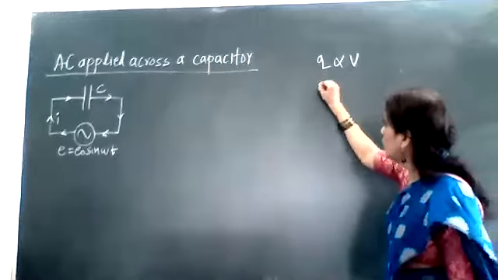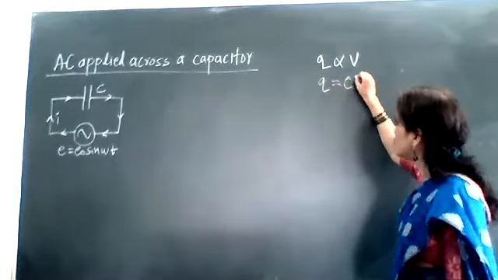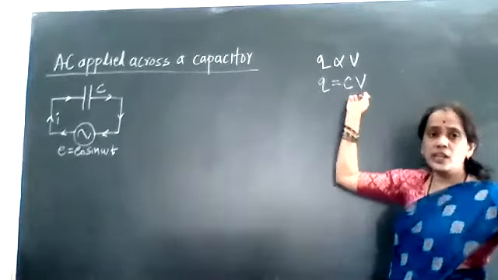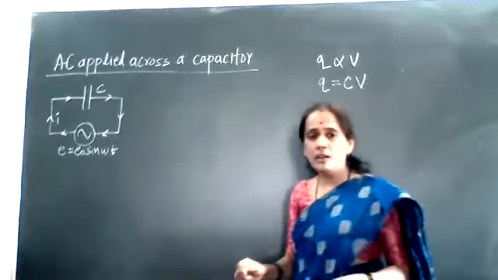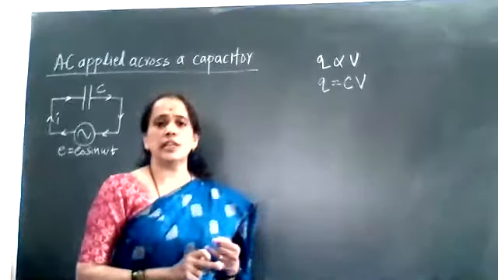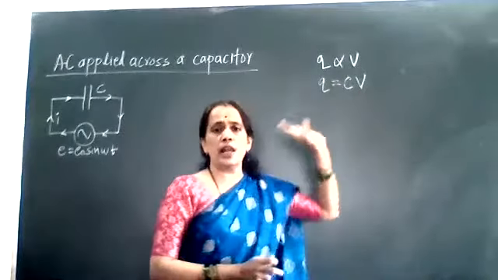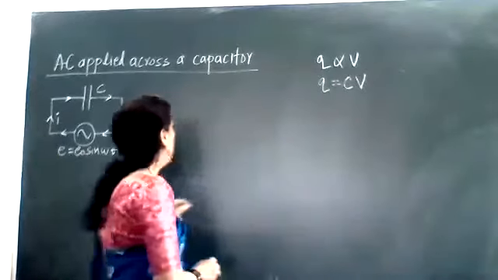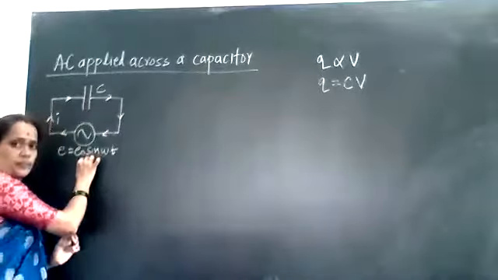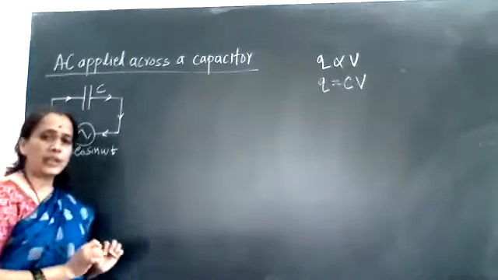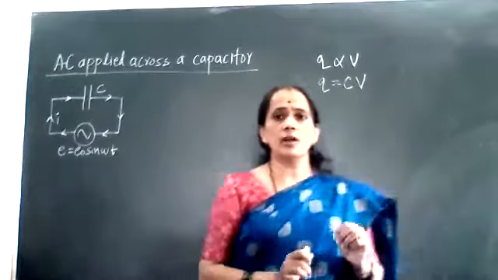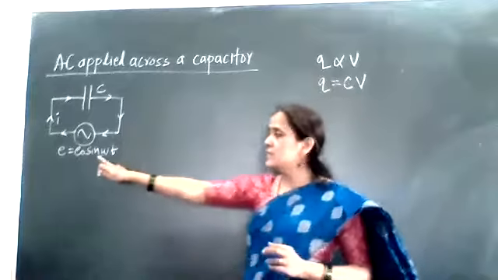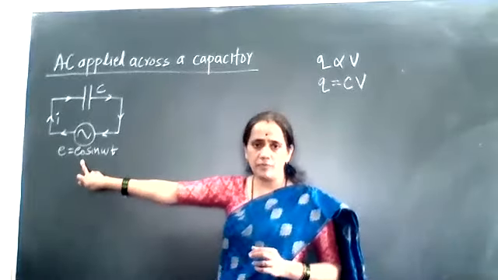And this Q can be written as Q is equal to C into V, where C is called the capacity of a capacitor, Q is nothing but the charge deposited, and V is nothing but the potential developed. So that capacitor we are going to apply across AC voltage, and that AC voltage magnitude is E is equal to E0 sin omega t. In that E0 is nothing but the peak EMF.